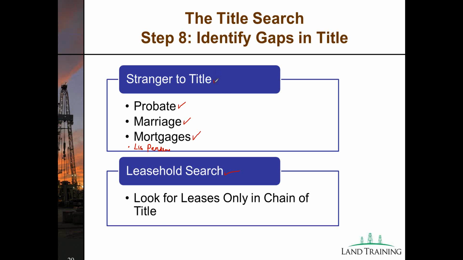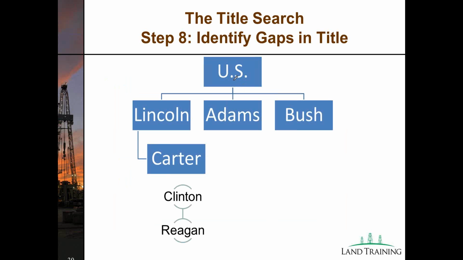So let me just give you an example of this stranger to title situation. Let's say that the United States conveyed to Lincoln, Adams, and Bush. Lincoln conveys his 1/3 interest to Carter. And then the next person you see in the chain of title is Clinton conveying to Reagan. And you go, wait a minute, where did Clinton come from? The last person I show is Carter. So I should have a document from Carter conveying to Clinton. I don't have that. So where did Clinton come from?